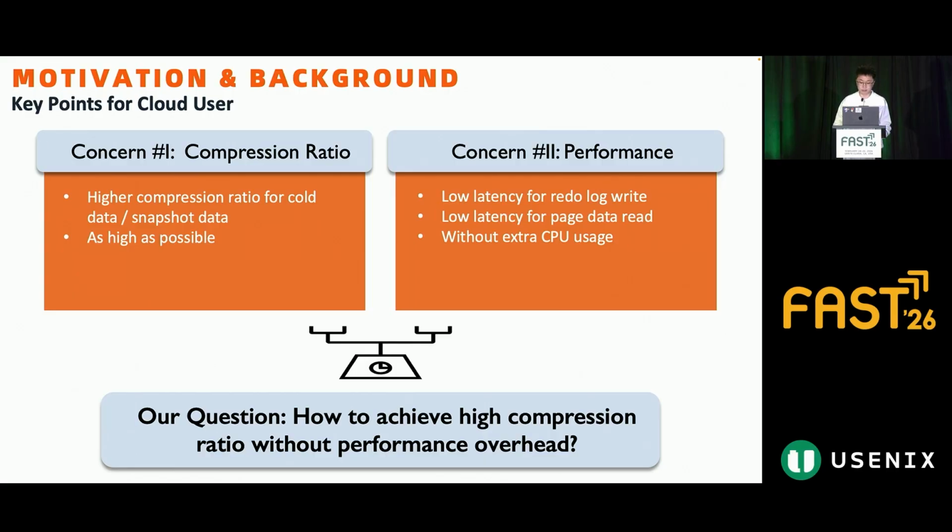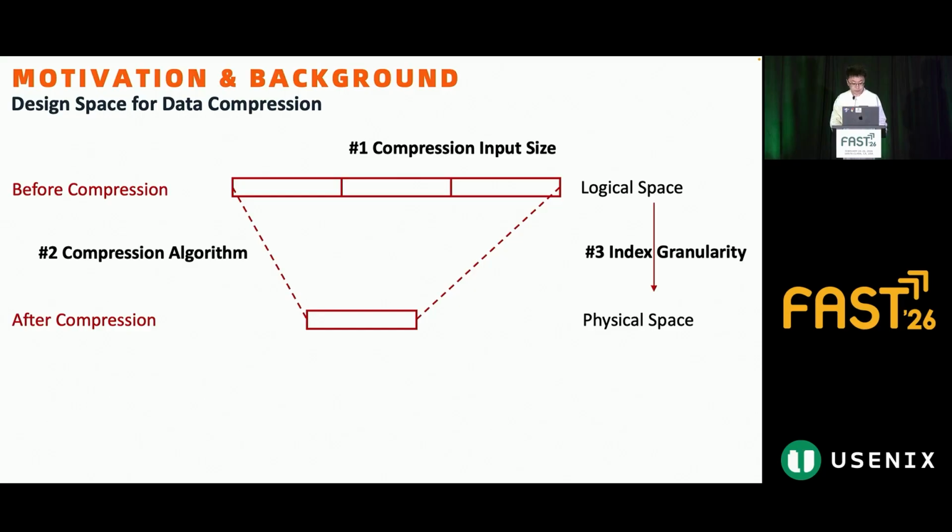Second, the performance. Users cannot tolerate any degradation on latency-sensitive operations, specifically redo log write and the page read latency. And importantly, compression should not consume extra CPU resources on the compute node because these resources are billed to users. So our question is, how do we achieve high compression ratio without any performance overhead?